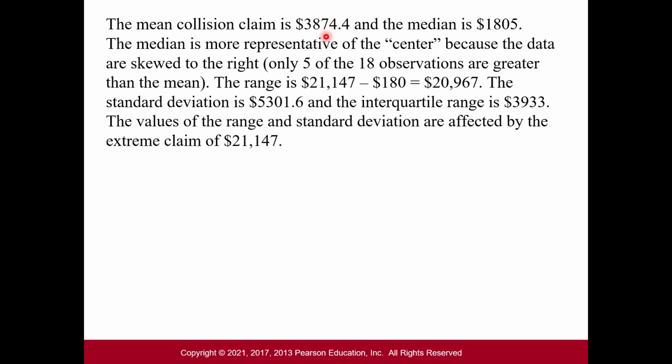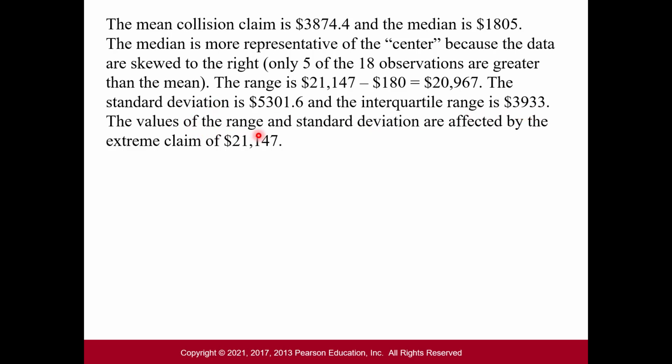So the majority of the values are actually less than the mean, and so we could use the median as a more representative measure of central tendency. The range is the largest data value minus the smallest, so the range is $20,967. The standard deviation, if we calculate that, would be $5,301.60. And our interquartile range we just computed was 3,933.